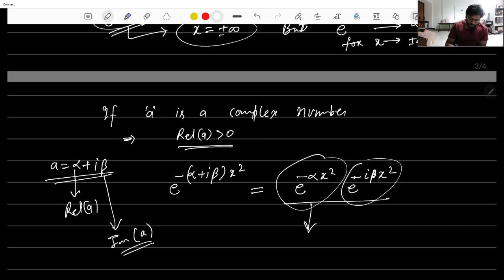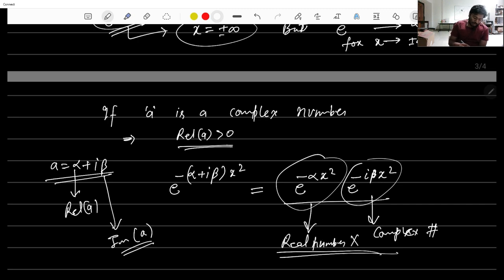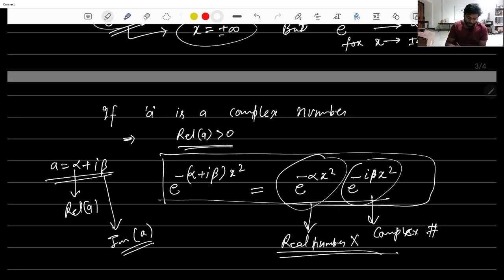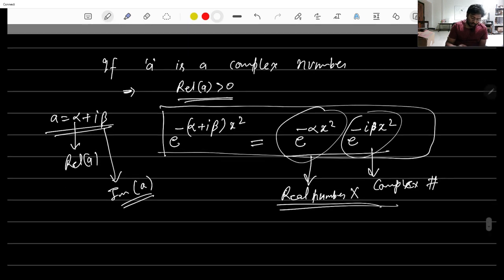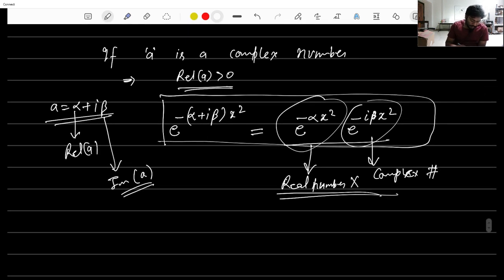So e to the power minus i beta x square is a complex number, but this is a real number. Fine. So our integration now, if a is a complex number, is a product of these two numbers, one real number and one complex number. Fine. Okay. So if this alpha is greater than 0, then this real number will be finite.